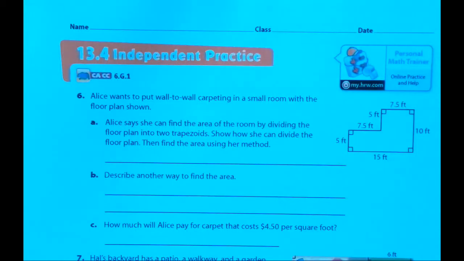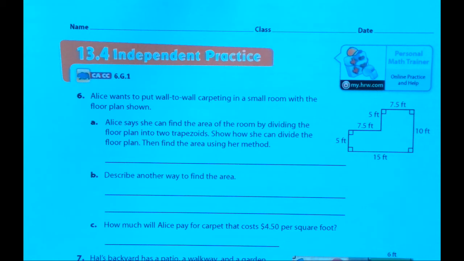Hello, 6th grade. Today I want to do some problems along with you on page 395 in your book. These are all word problems involving area, and I think it would be helpful if we worked on them together. I will let you use a calculator on these problems, so if you have one handy, go ahead and get it out also.